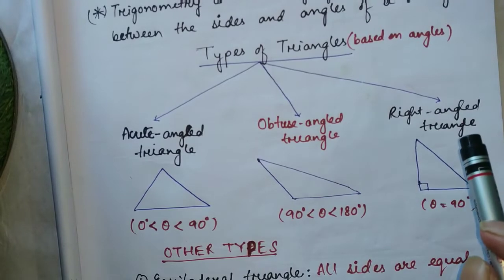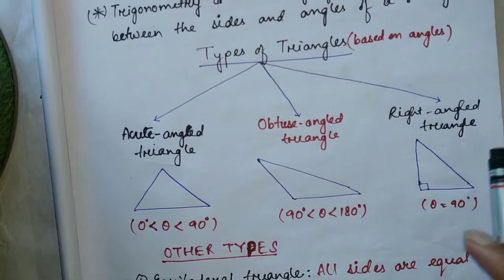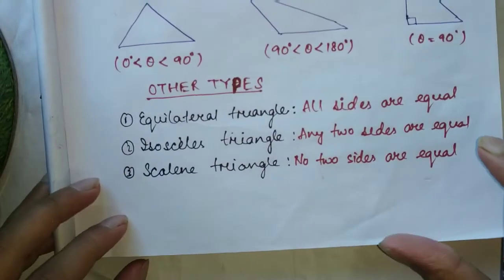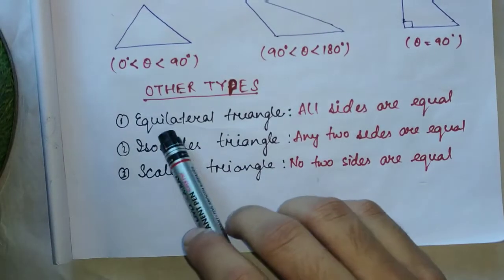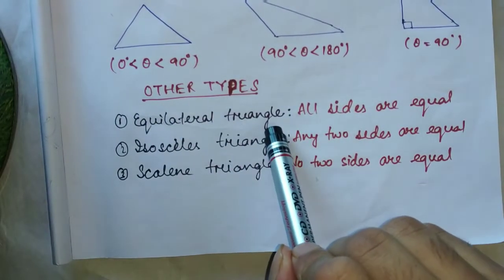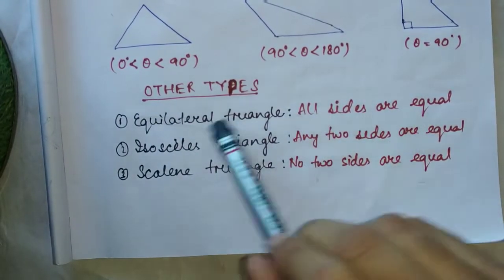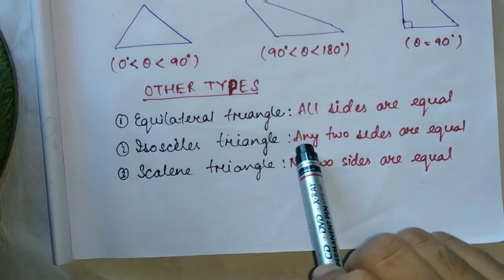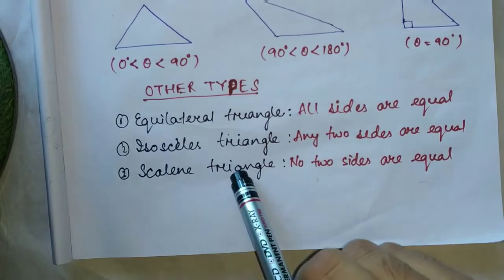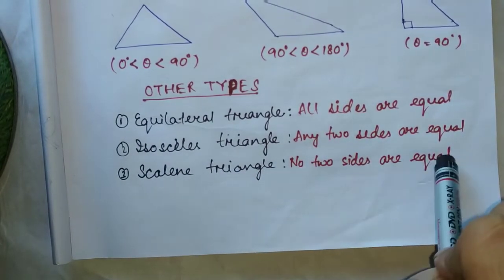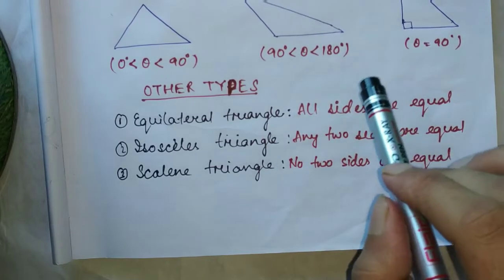Now there is another method to classify triangles, that is based on the sides. Based on the sides, triangles can be classified as an equilateral triangle in which all the sides are equal, an isosceles triangle in which any two sides are equal, and a scalene triangle in which no two sides are equal, that is, all the sides are of different lengths.